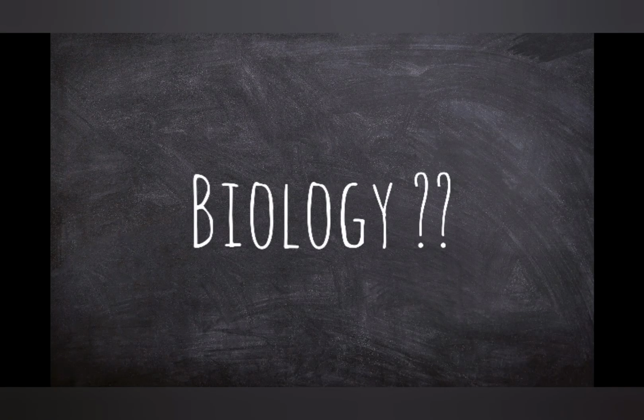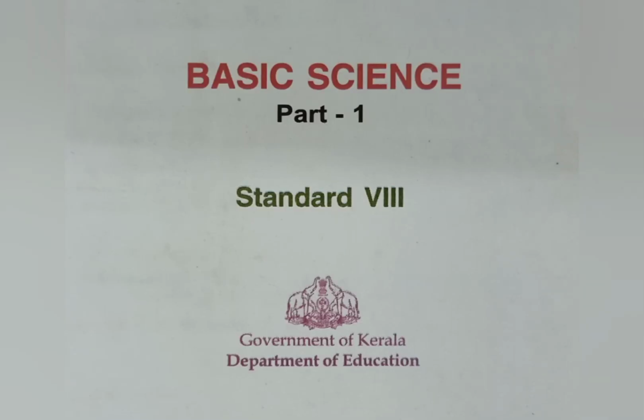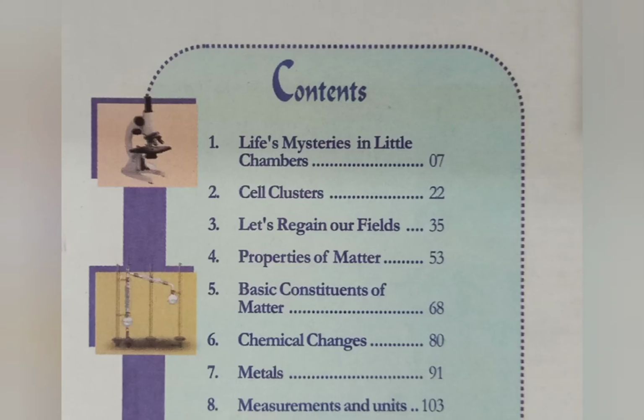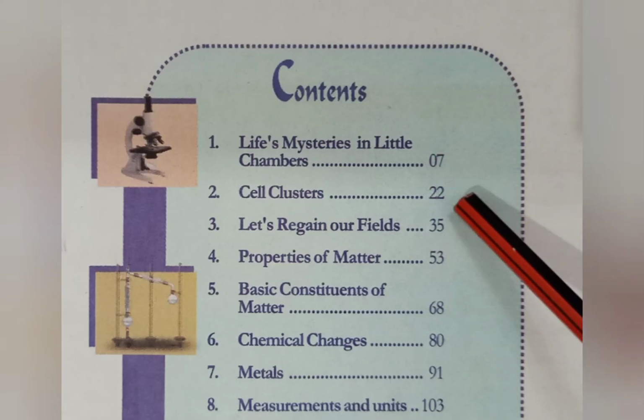But do you wonder what is biology? Till 7th standard, you studied basic science, right? Well, now your basic science includes 3 subjects: physics, chemistry, and biology. Here I am, your biology teacher, taking biology portions. In part 1 textbook, these 3 are the biology chapters.